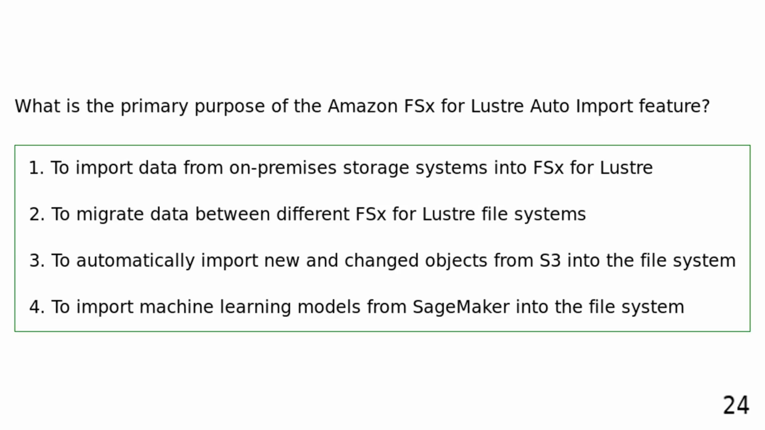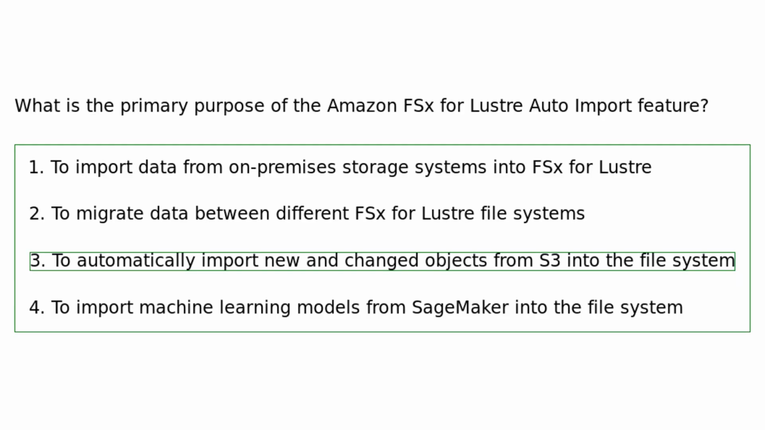What is the primary purpose of the Amazon FSx for Lustre auto import feature? To import data from on-premises storage systems into FSx for Lustre. To migrate data between different FSx for Lustre file systems. To automatically import new and changed objects from S3 into the file system. To import machine learning models from SageMaker into the file system. The auto-import feature allows FSx for Lustre to automatically detect and import new or changed objects from a linked S3 bucket into the file system, keeping data in sync.